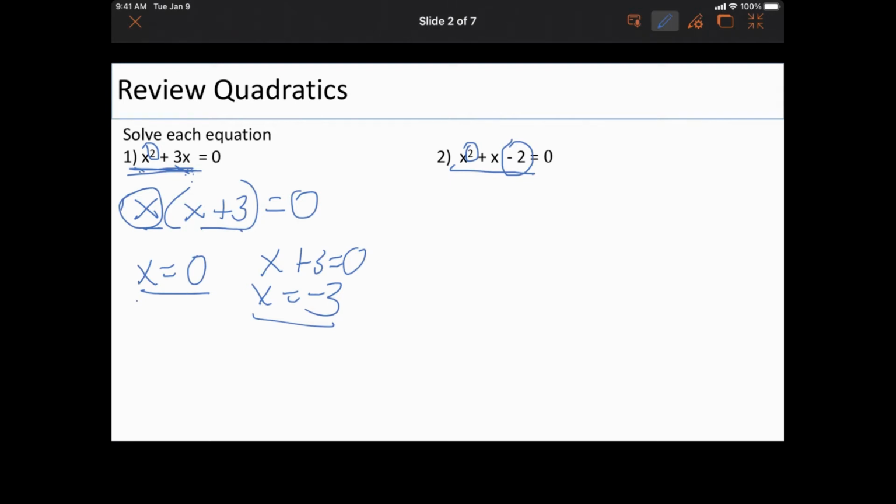Now for the second one, it's different. I can't pull out or factor out a common factor because there's nothing in common. This one now has an integer and not just an X and X. So I have 3 terms as opposed to here, which had 2. So this one's different. So I'm going to try to straight factor that.